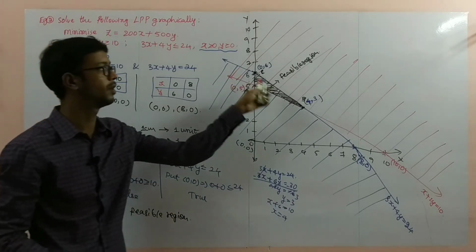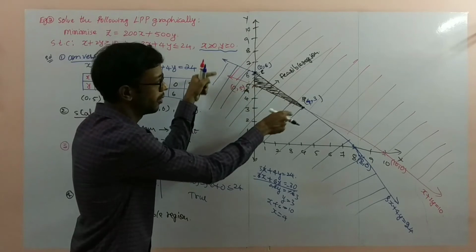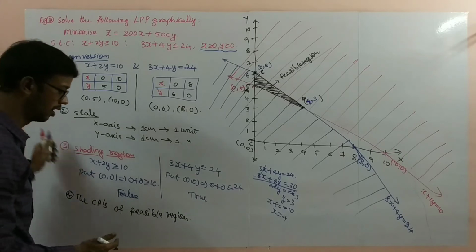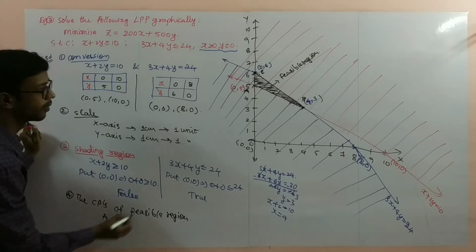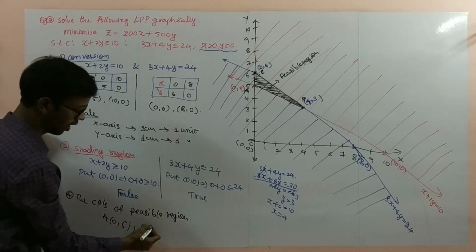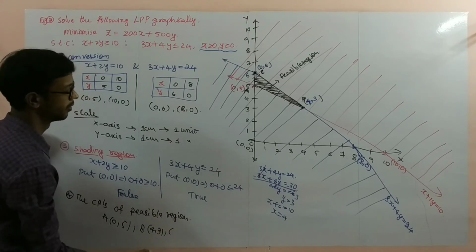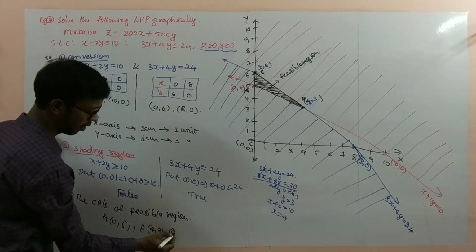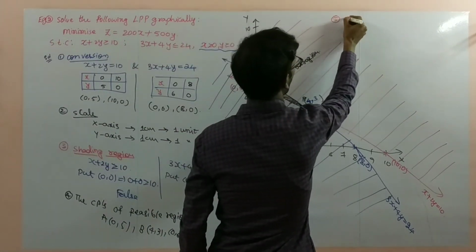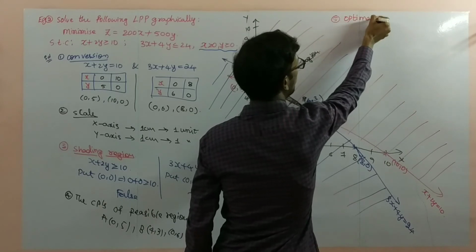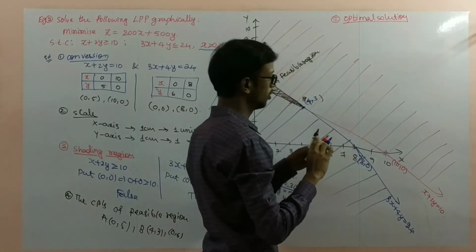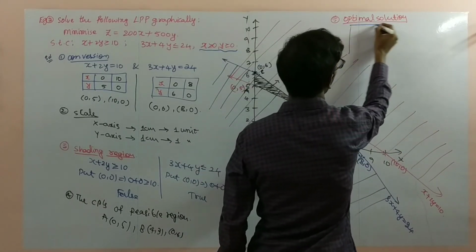You observe this feasible region is bounded by all the lines. Unbounded feasible regions are also there; this is a bounded feasible region. Point A is 0 comma 5, point B is 4 comma 3, and point C is 0 comma 6. Next, the fifth point: optimal solution. For the optimal solution, draw one box.